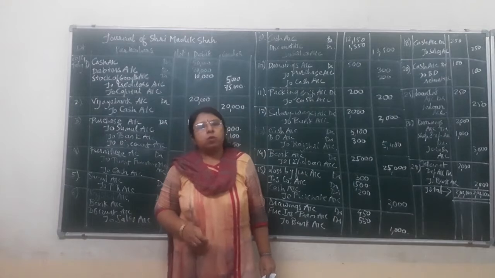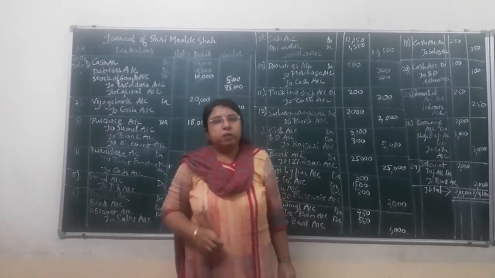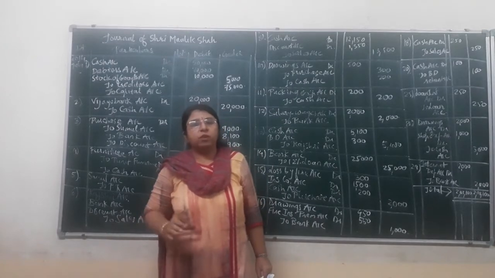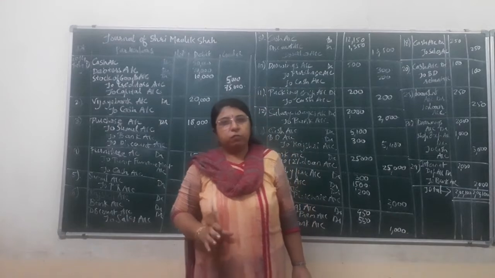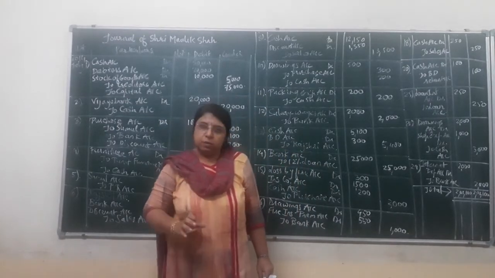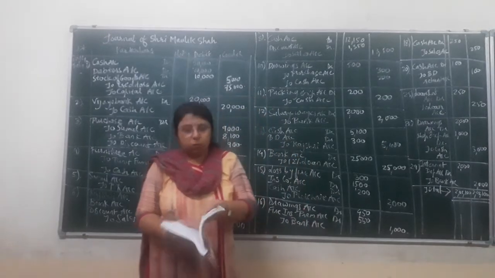Now in this video lecture, I am going to explain you question number 13, that is a very important sum as it includes all the different varieties of journal entries, that is the summation of all the different types of transactions in one particular sum. So without wasting much time, let us start with the question.